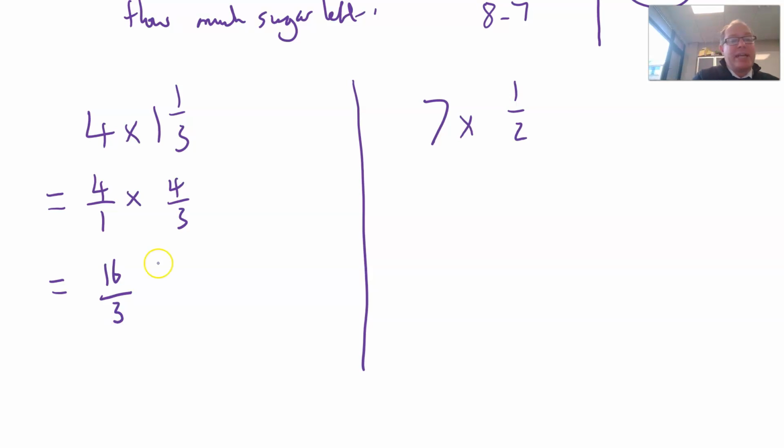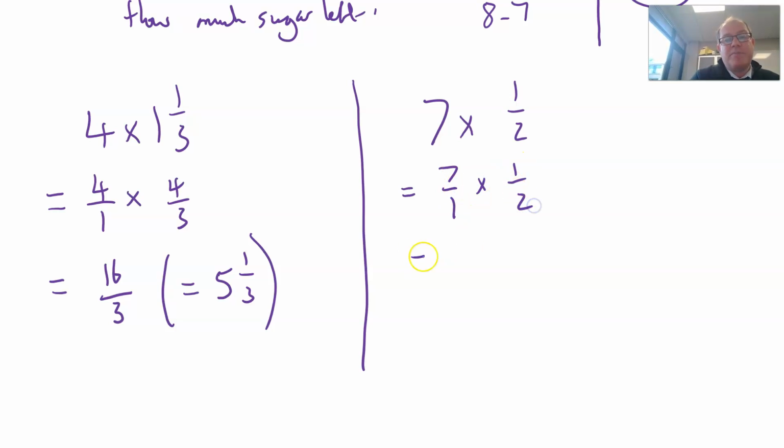Now you could change that into a mixed number if you wanted. Obviously 3 goes into 16 5 times, remainder 1, and it's 5 1/3. But I'm going to leave it as improper because I'll worry about that at the end of the question. 7 times 1/2, you can either go straight to the answer, 3 1/2, or you can do it as 7 over 1 times 1 over 2, and get 7 over 2 as an improper fraction.